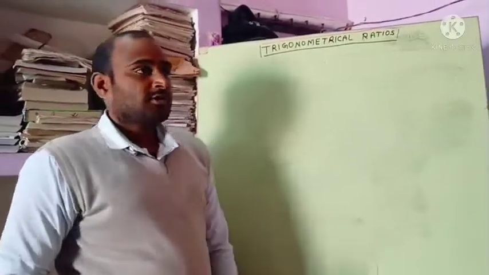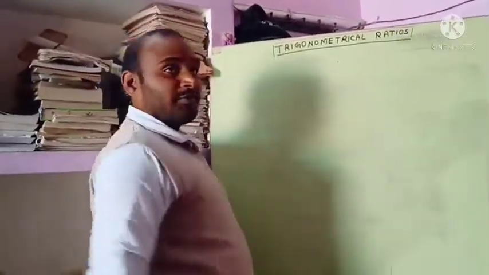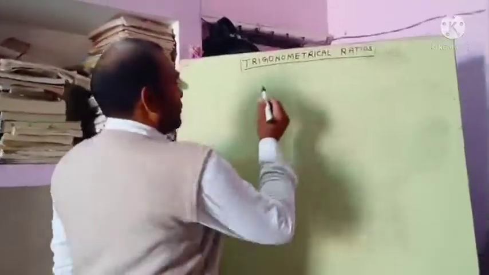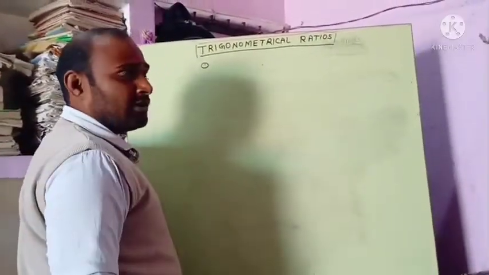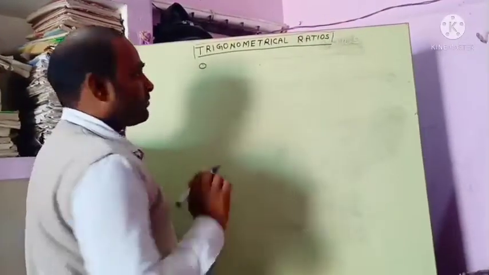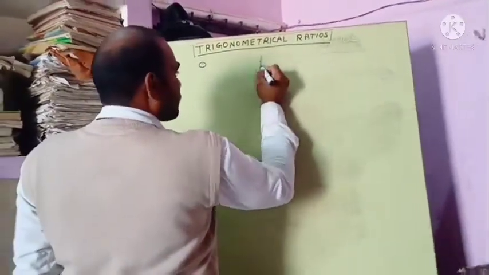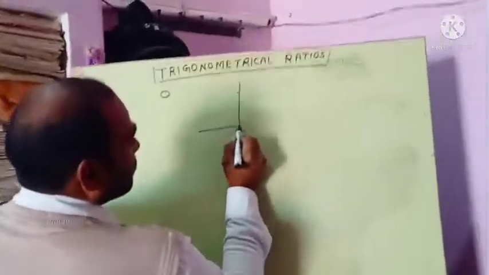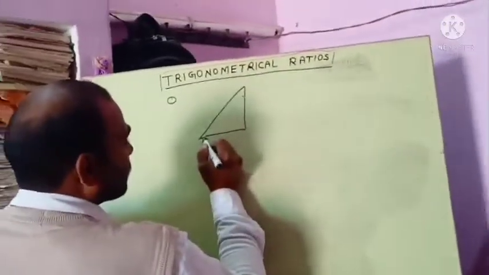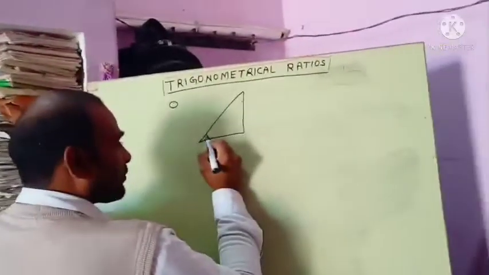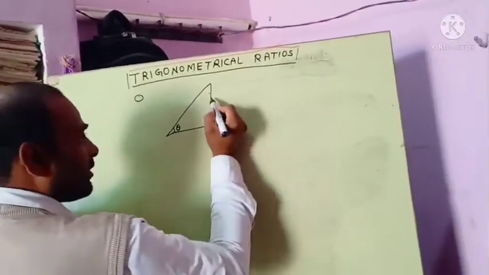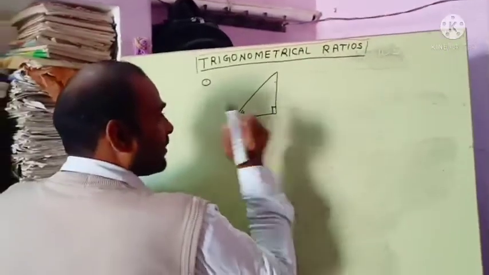Hello sir, I am discussing trigonometrical ratio. Trigonometrical ratio is the property of the right angle triangle. This is a right angle triangle where this is theta angle, and this is the 90-degree angle.